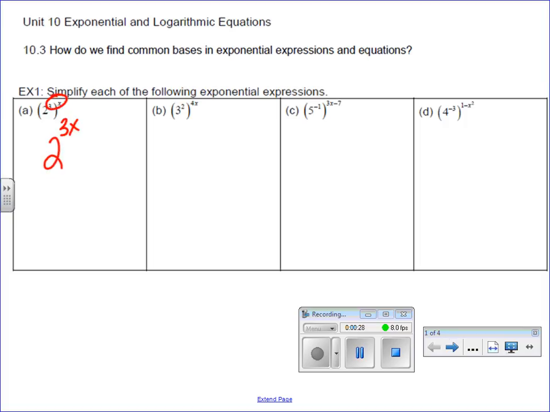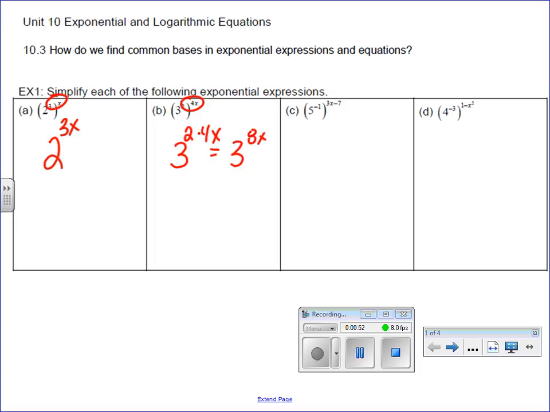The reason we're doing this is to prep for the thing we're really going to learn in this lesson, which again is finding common bases. But this is an important thing that we need to go over first. So the next one says 3 to the second power, all raised to the 4x power. So again, I'm just going to multiply the powers. 3 to the power of 2 times 4x would be 3 to the power of 8x.